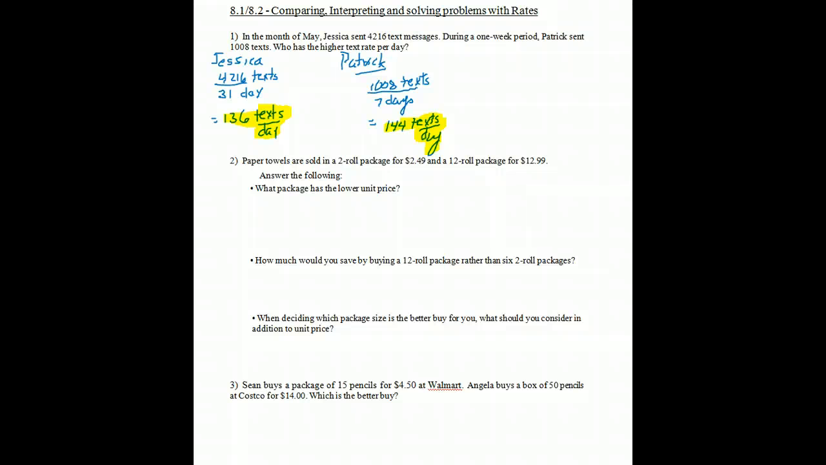Here, paper towel rolls. The next question is sold in a 2-pack roll for $2.49, or you get a 12-roll pack for $12.49. Which package has a lower unit price? So which one is cheaper per paper towel roll? So in the 2-roll pack, look at the cost per roll. So the cost is $2.49 for 2 rolls, or a cost of $1.24 per roll.